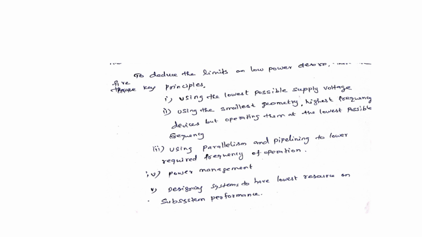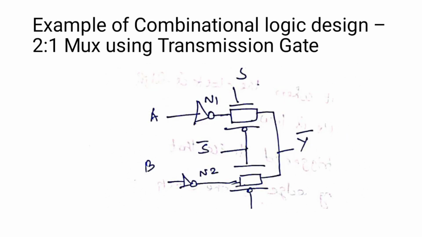And design systems to have the lowest resources and subsystem performance, which means the number of transistors or number of components, not only transistors but resistors, capacitors, whatever we are using, must be at the lowest level. So, a minimum number of components, and from that we need to extract the highest possible output. That is a key principle of designing any integrated circuit. So we must follow these key principles to design a low power integrated circuit.